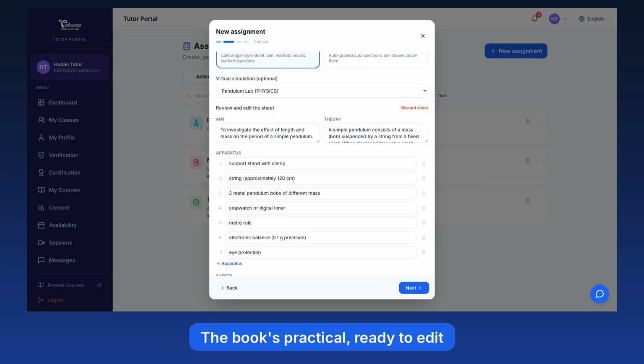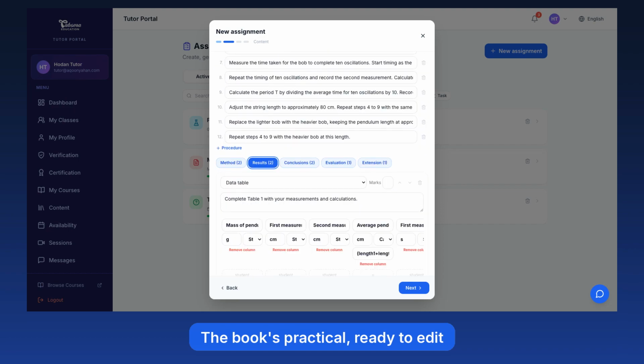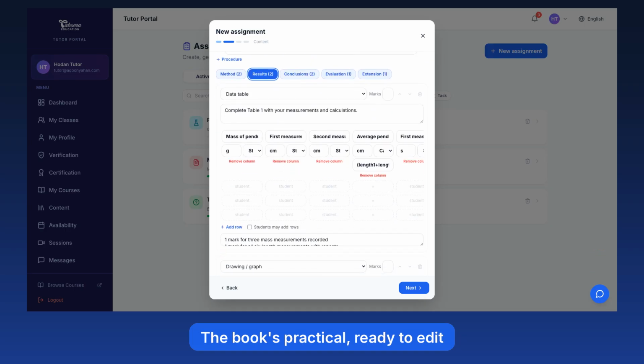A minute later, there it is: the aim, the apparatus checklist, the safety notes, the numbered procedure and question groups for method, results, conclusions, and evaluation, each carrying its marks, each with a private mark scheme only teachers see. Everything is editable. The AI drafted it, the tutor owns it.